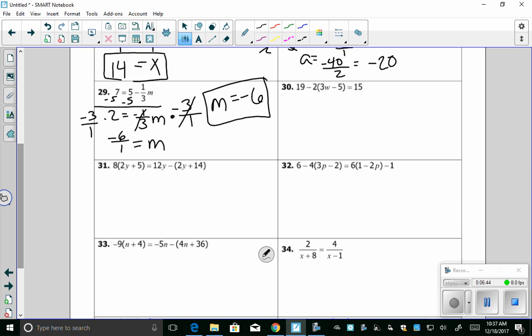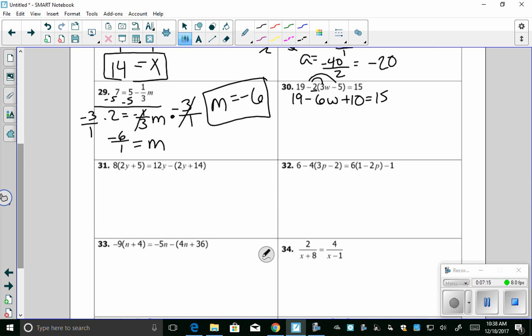Number 30. This one you can do two ways. A lot of people would like to distribute the negative 2, so that's the way I'm going to solve it. If you want to learn the different way, then please raise your hand and I will try to help you. So my first step is to distribute the negative 2. So I'm going to do negative 2 times 3, which gives me negative 6w, and negative 2 times negative 5, which gives me positive 10 equals 15.